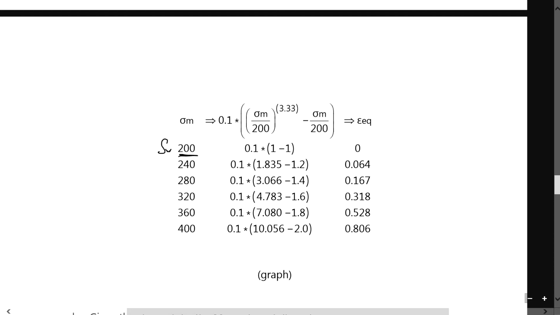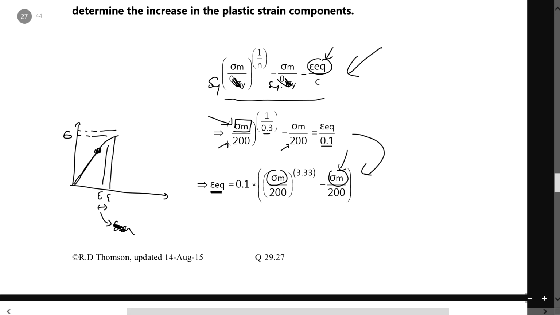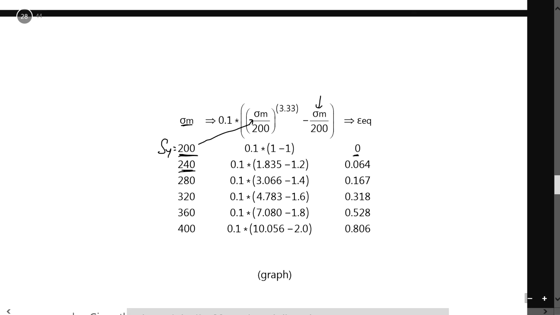You just start off with your initial yield strength, so the yield strength is equal to 200. You sub it in as your sigma Von-Mises. What you have is no strain. Then you slightly increase your Von-Mises, in other words increase your stresses as well, and you see how the strain will increase. Once you increase this stress by 40, you will have an increase of 0.064. Then if you increase by another 40, you have a larger increase, by times 2. If you increase another 40, you have more.